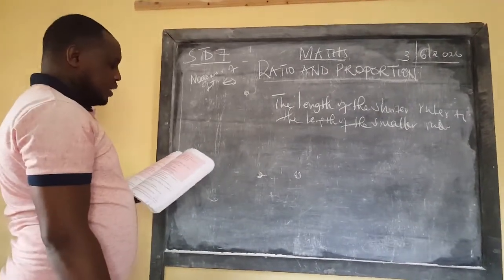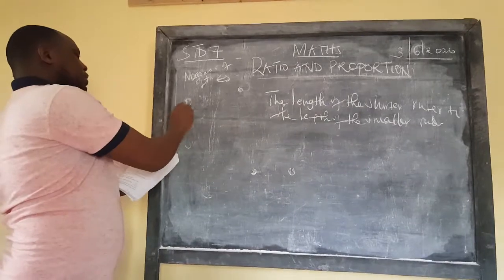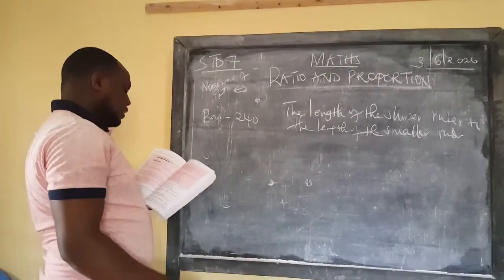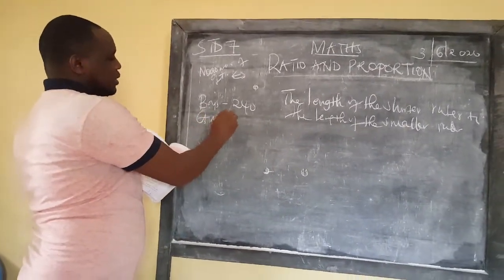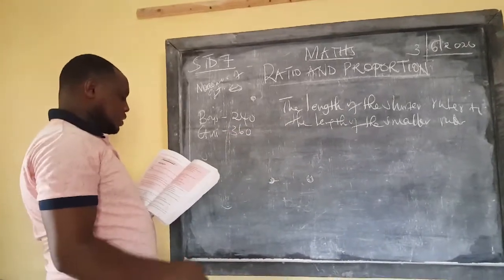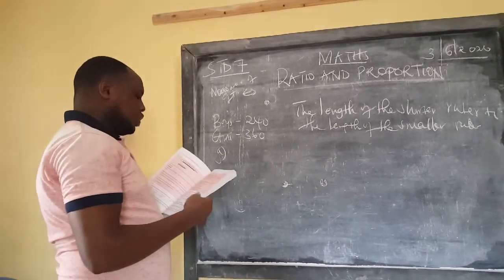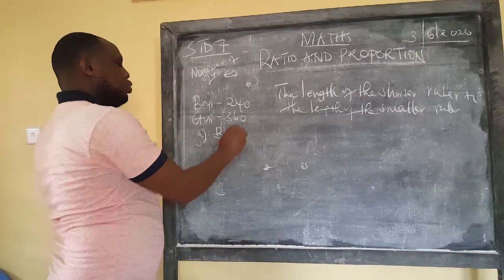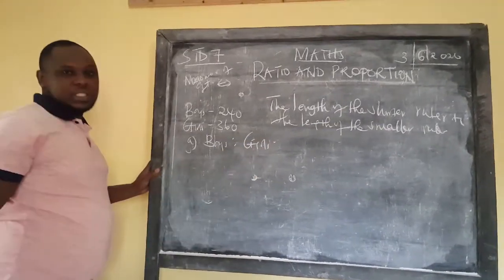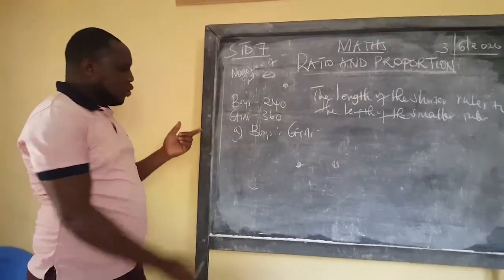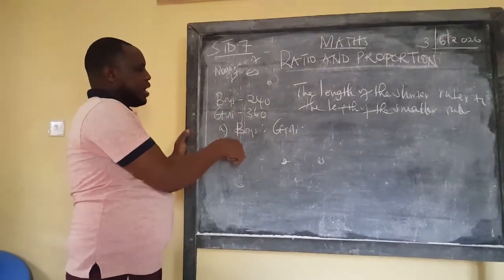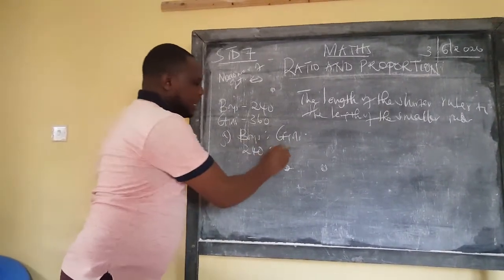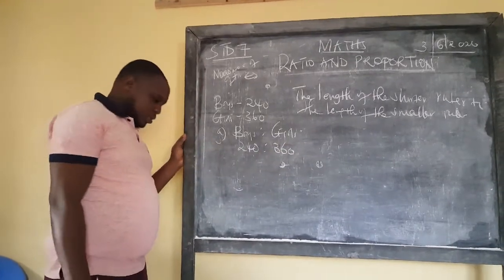There are 240 boys and 360 girls in a certain school. So the boys are 240, and the girls are 360. Then the question is A. What is the ratio of the number of boys to the number of girls? Boys to girls. You write it like that. Then take the number of boys, place it here, 240, and then say is to, the number of girls, 360. You are done with that question.